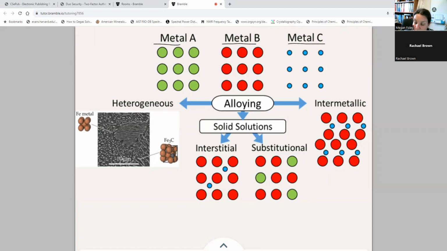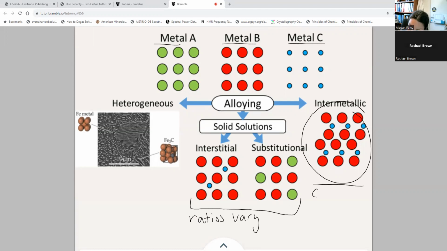We can also form a compound where we have a set ratio. So for both of these down here, the ratios vary. But here, this is a compound. So we're going to have a set ratio of the 2 atoms. So this is like a regular compound that we've already seen, but it's entirely made of metals instead of being metals plus nonmetals or all nonmetals.